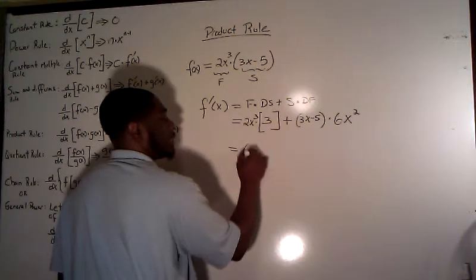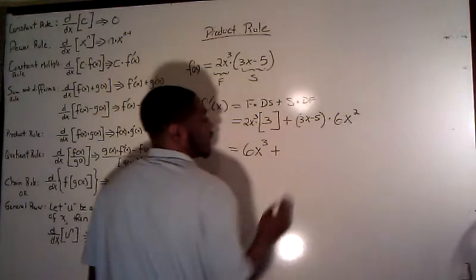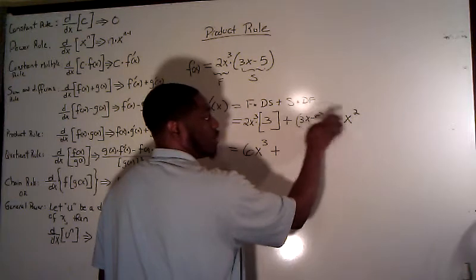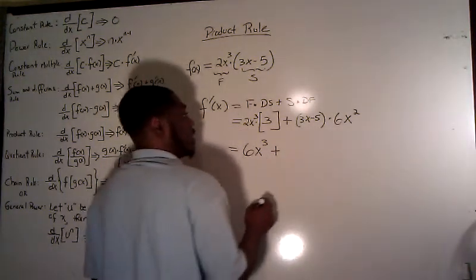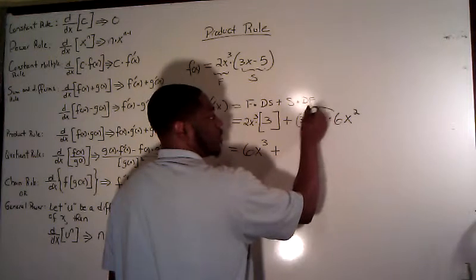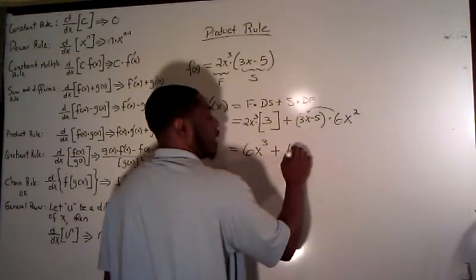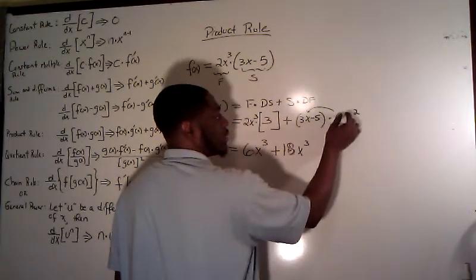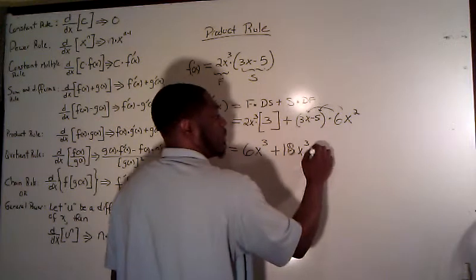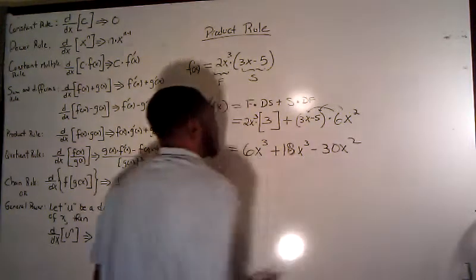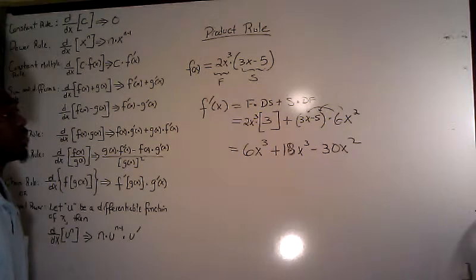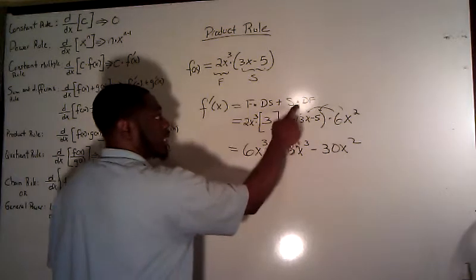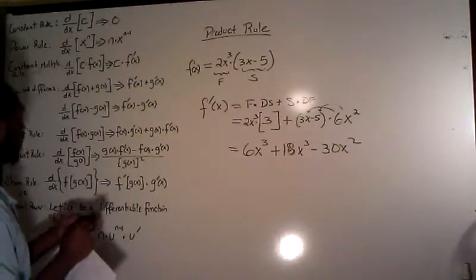2 times 3, that's 6, and that's x cubed plus, again, this is a monomial times a binomial, so you can distribute this to each term of the binomial. So 6x squared gets distributed to the 3x. That gives me what? 18x cubed, and 6 times 5 gives me what? 30x squared. So that is your result right there when you take the derivative using the product rule. It's just a matter of doing the first times the derivative of the second plus the second times the derivative of the first.